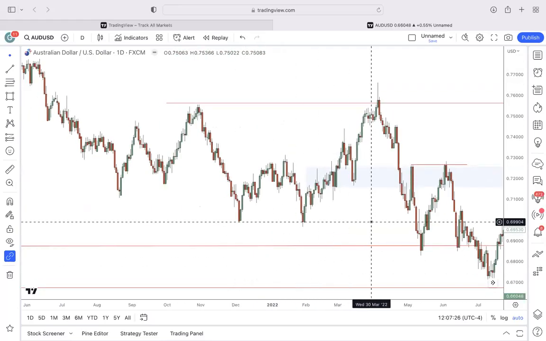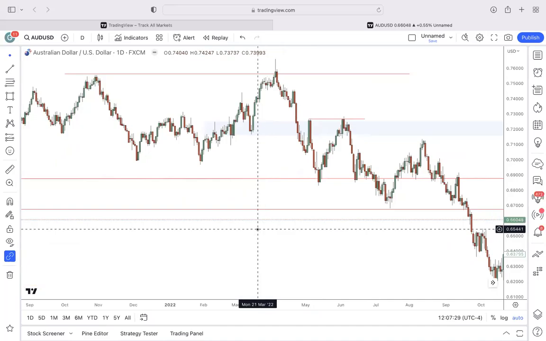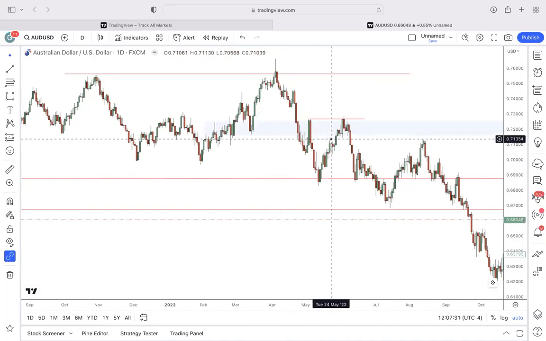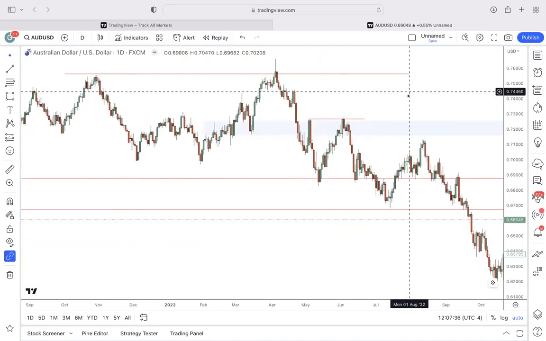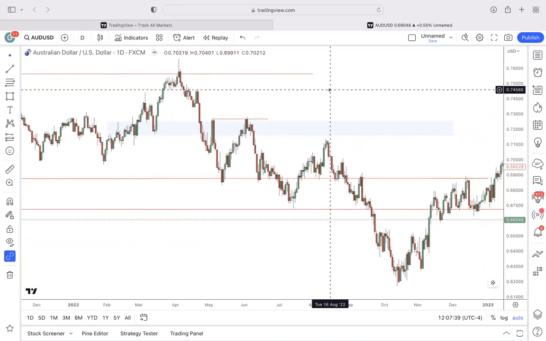But anyways, here's another really good example of Aussie completing a PD array matrix model on that monthly, and then we break it down. So when people say top-down analysis, this is what I refer to as a top-down analysis. You want to ask yourself, what has price done and where's it going? In this case, on the monthly time frame, that's what it's done. So we're going to look from a monthly premium down to a monthly discount.